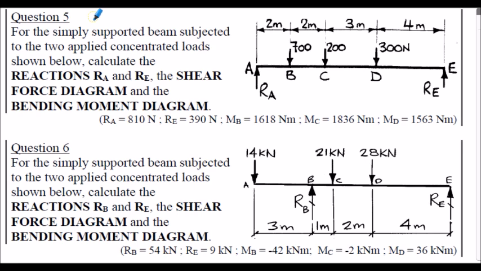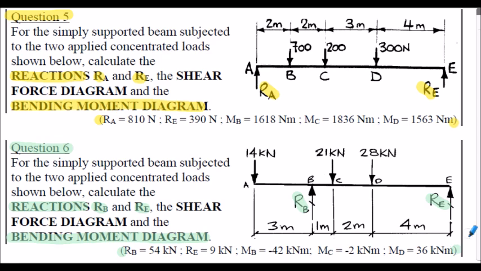I will leave you with 2 further questions to attempt at your own pace. Question 5, simply supported beam shown here. You've got to calculate the reactions RA and RE, shown here, and also construct the bending moment diagram. Answers are shown in the bracket. And finally, question 6. Again, you've got to calculate the reactions. This time it's RB and RE, shown here and here, and then construct the bending moment diagram. Again, the answers are shown in the bracket.